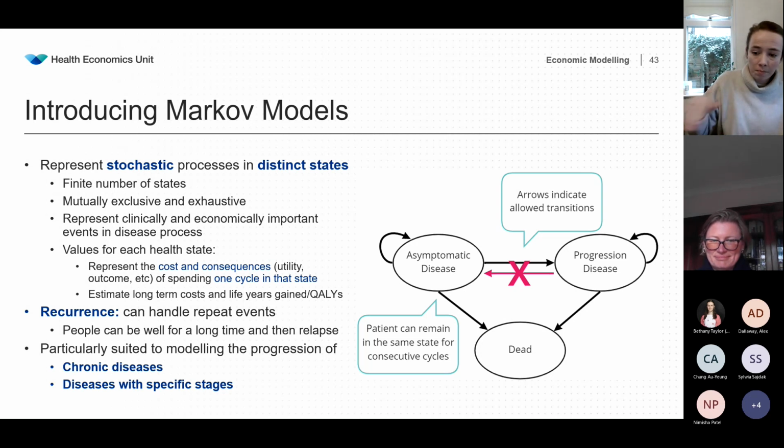So we're going to do a quick review of simpler states to understand the basic concepts. Markov models represent stochastic processes where you have distinct states. Each circle represents one state, and there are a finite number of states. So everyone in your population has to exist in one of these circles. It's not possible to be outside of the circle.